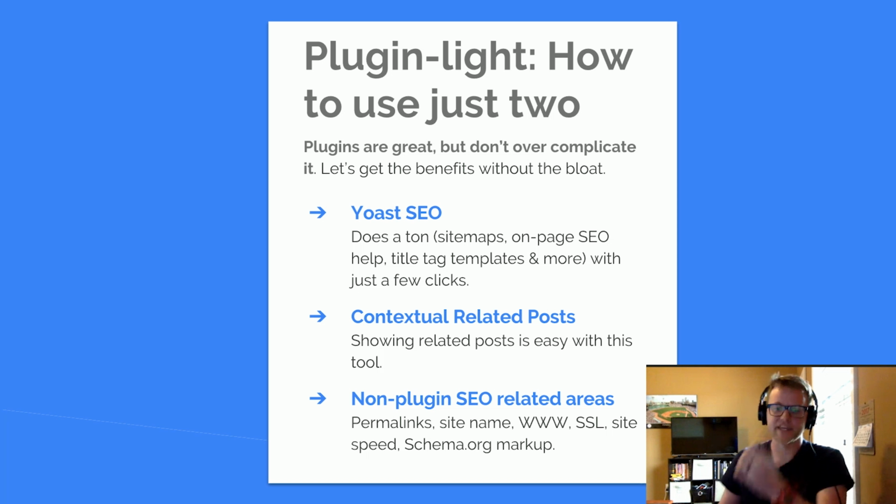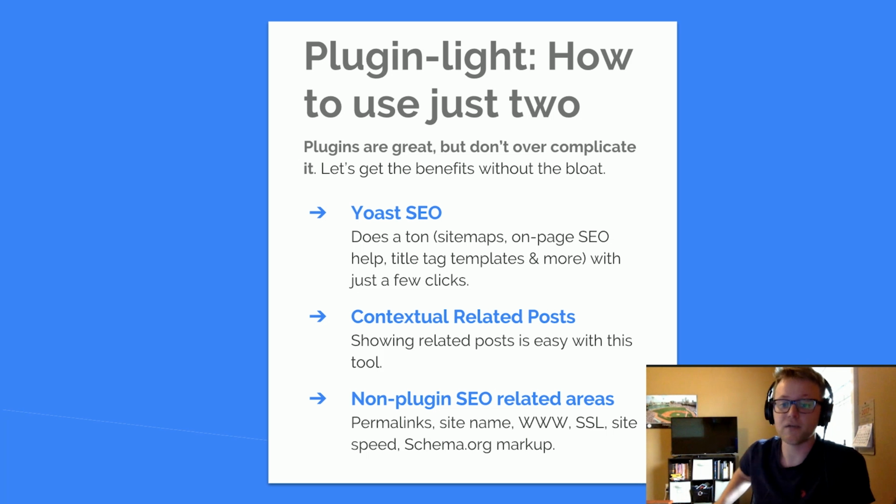And just some non-plugin SEO related areas that I see come up frequently that may be worth reviewing. We talked about permalinks before. My preference is to always just use the post name or the name of the page, and then have a little bit of structure to it. So all the blog posts are housed under /blog or /articles or something like that. So make sure that those have been reviewed.